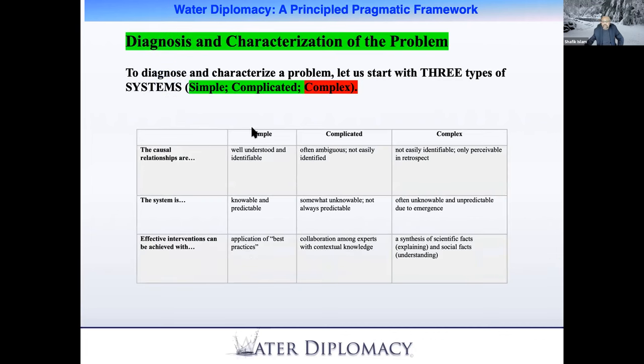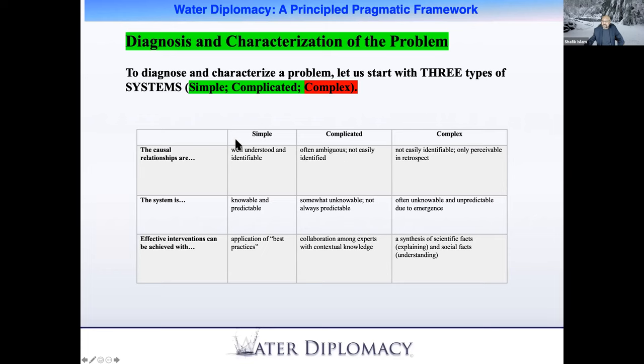Then we said that we look at the world in a very simple way. We say that there are only three types of systems. And our first job is to identify that problem. That's the diagnosis and characterization. Simple problems are those where the causal relationships are well understood. Complicated problems are often ambiguous, not easily identified, but you can still identify them. Then you have complex problems, not easily identifiable, only perceivable in retrospect.